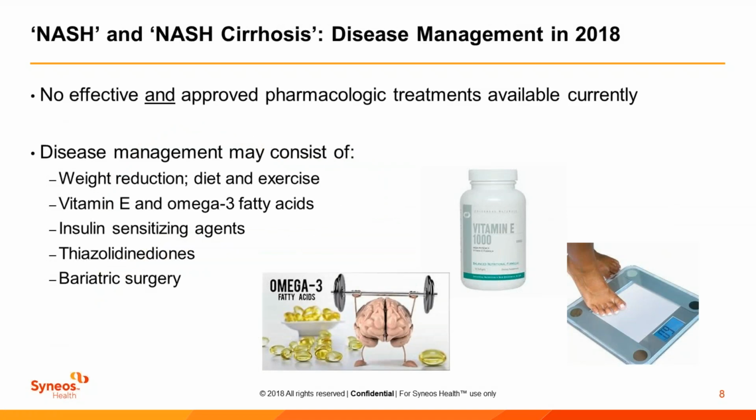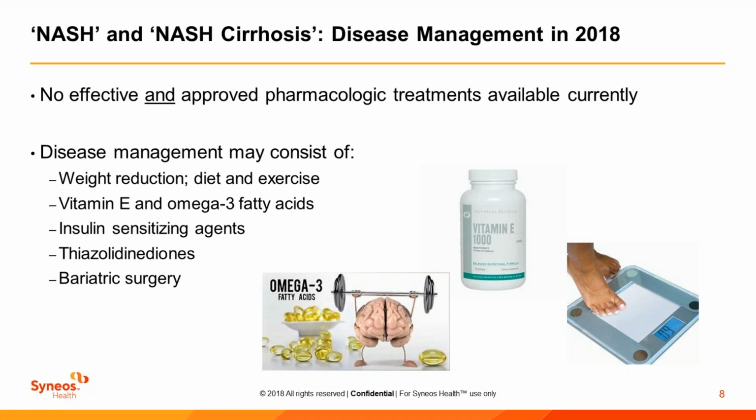So where do things stand? This is this slide and one other, and then we'll get to the meat of the survey. But where in the year 2018 does disease management for patients with NASH and with NASH cirrhosis stand? Well, perhaps the first thing to say, and I make no apology for it, even though it's widely known and fairly depressing, is that there are no effective and approved pharmacological treatments available at present.